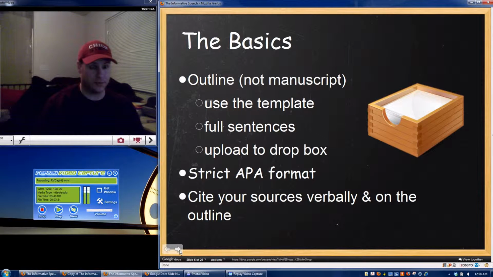The other thing is APA format is going to be super strict on this. Use the template. If you're not sure about something, refer to the APA style guide, go to the OWL site, or just email me and run it by me and I'll be glad to give you some feedback. You have to cite sources in the speech. This will need to happen both in your outline and verbally throughout the course of your speech.